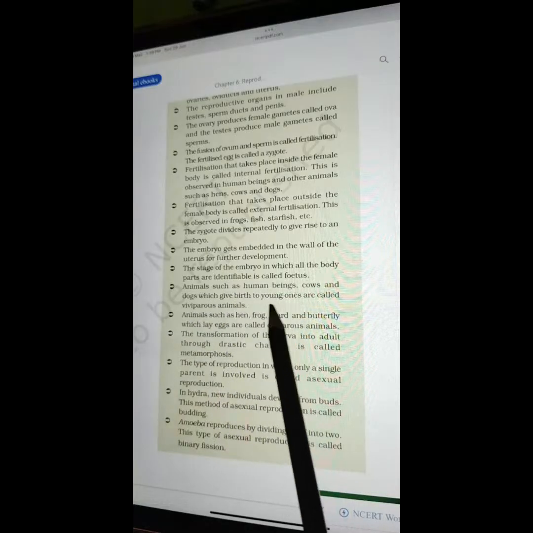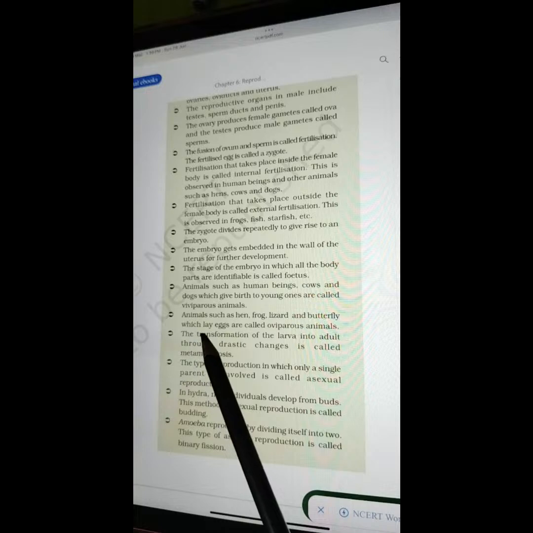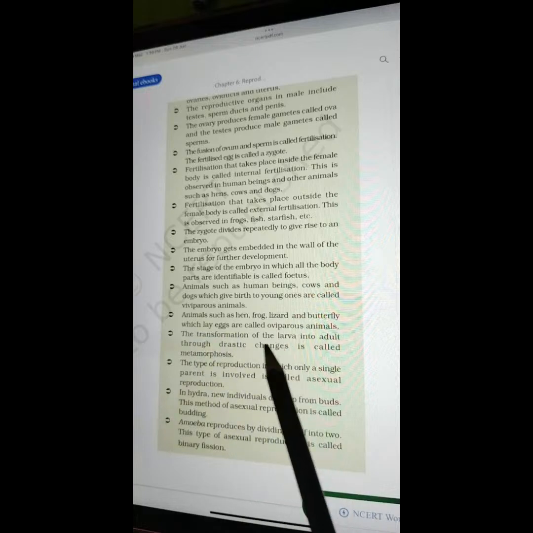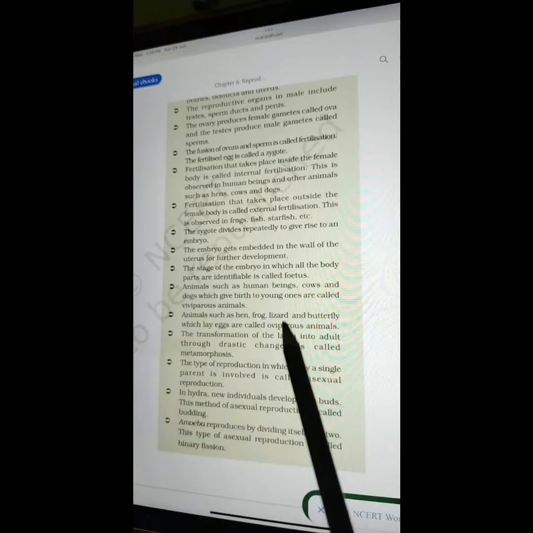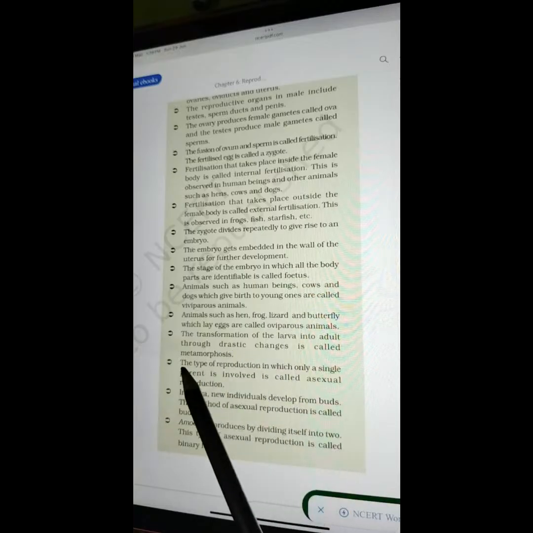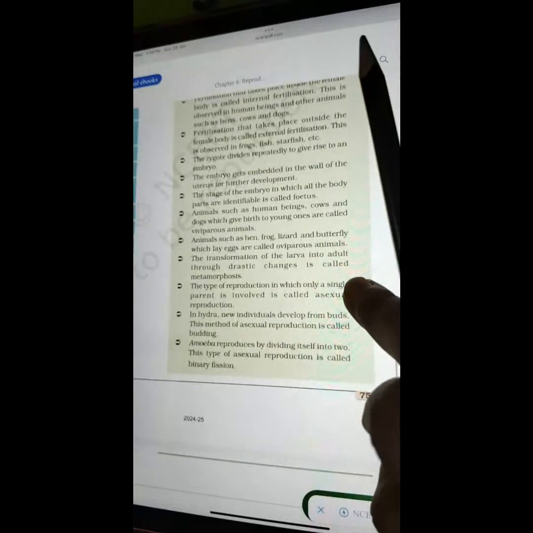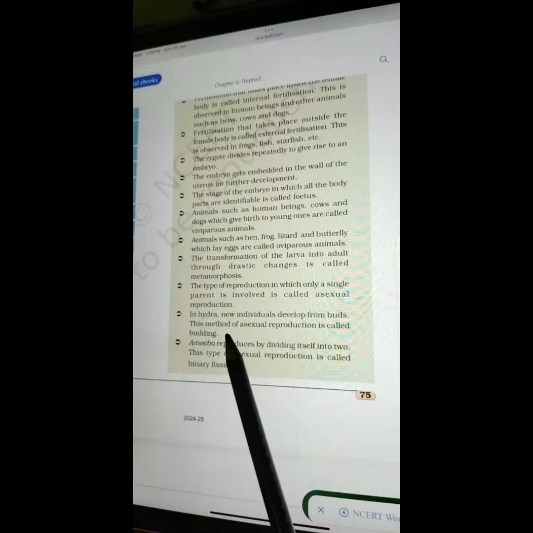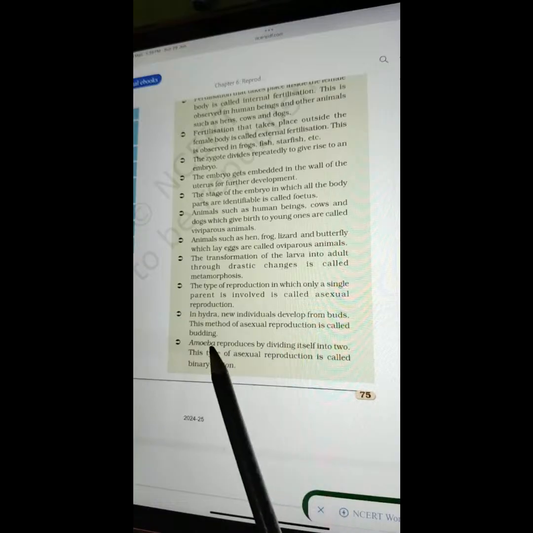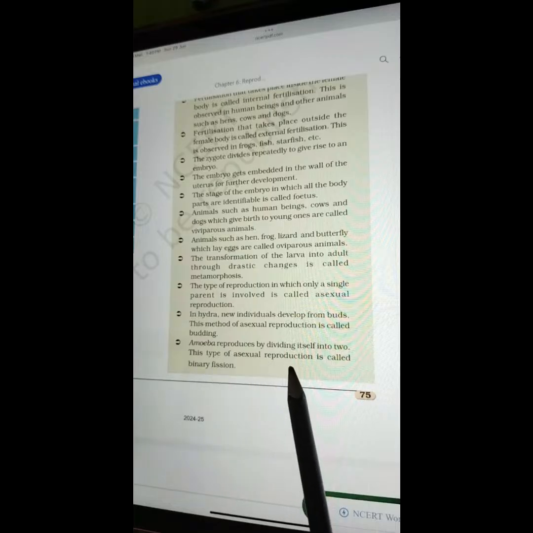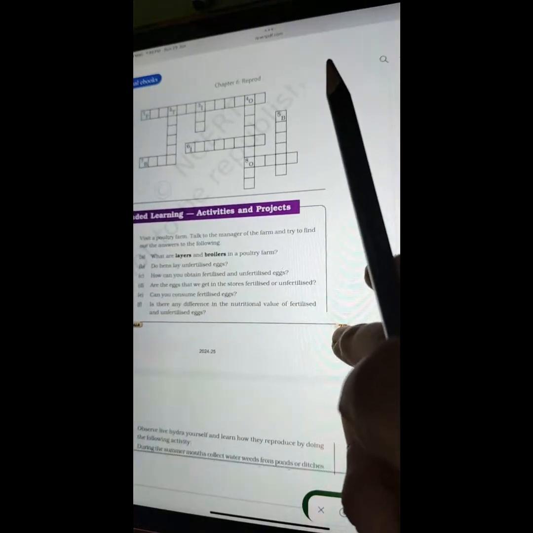Animals such as human beings, cow, dogs, which give birth to young ones are called viviparous animals. Animals such as hen, frog, lizard, and butterfly, which lay eggs, are called oviparous animals. The transformation of the larva into adult through drastic changes is called metamorphosis. The type of reproduction in which only a single parent is involved is called asexual reproduction. In Hydra, new individuals develop from buds. This method of asexual reproduction is called budding. Amoeba reproduces by dividing itself into two. This type of asexual reproduction is called binary fission.